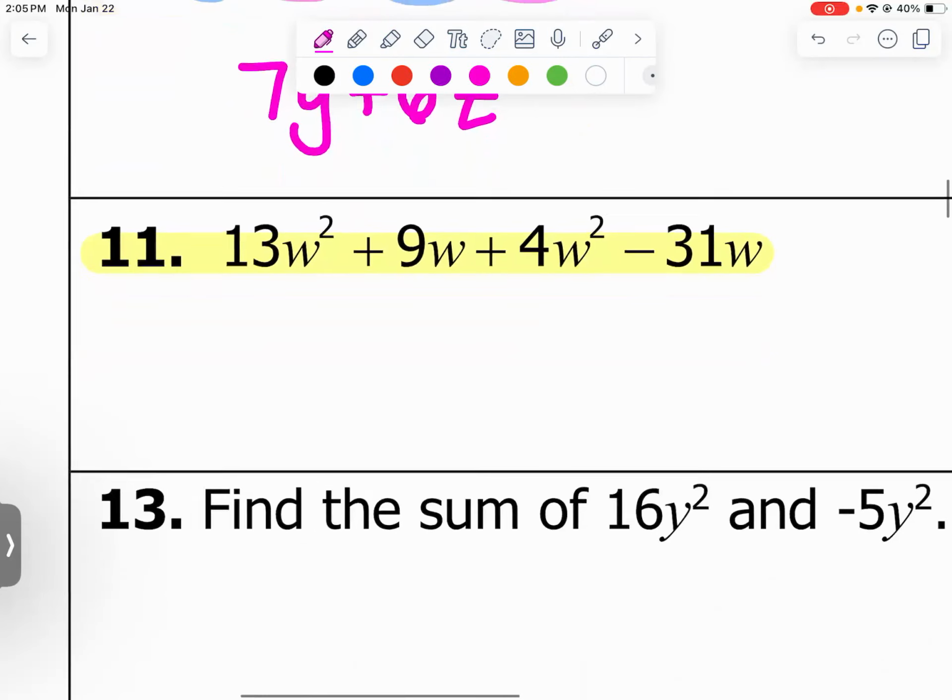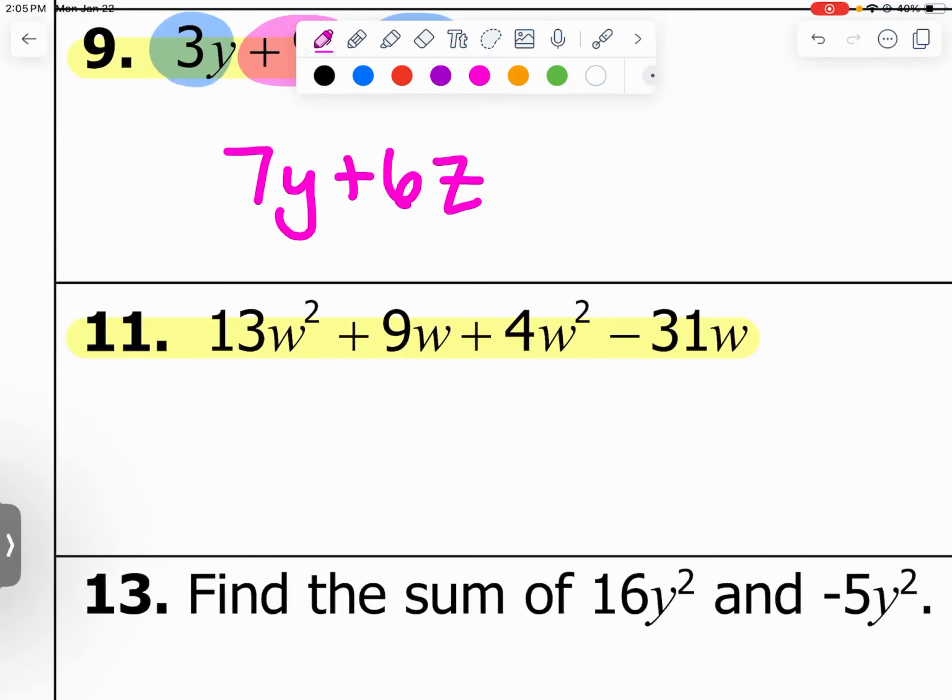Now, number 11 was a little weird. Okay, what I see is that I had people keep separate the w and the w squared. Is that what I'm seeing? Having a hard time? Like, you guys can't write this big. So, let's see. Harry, explain to me what are like terms in this one. The 9w and the 31w. Okay, those are like terms. And then, so you're saying these two are like terms?